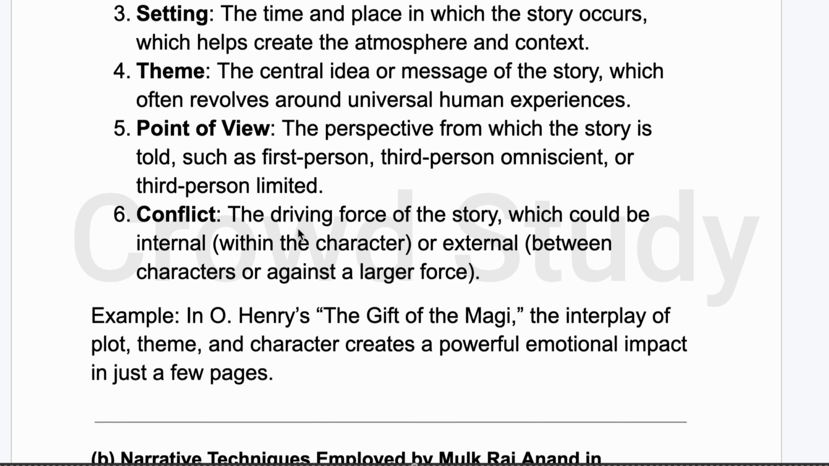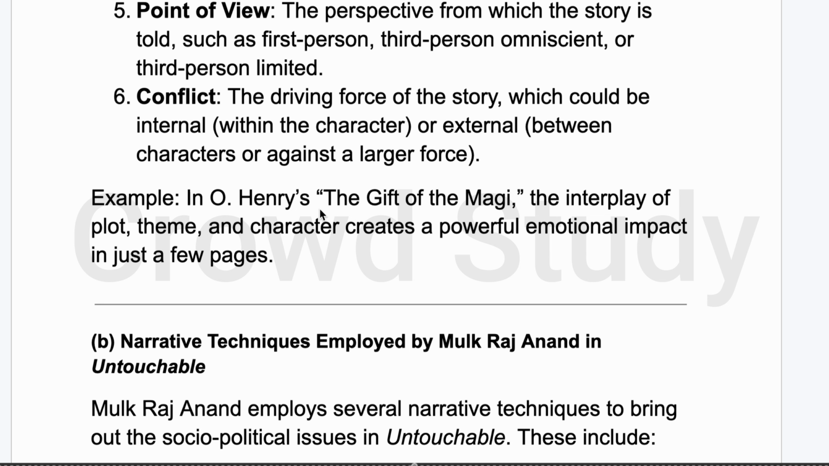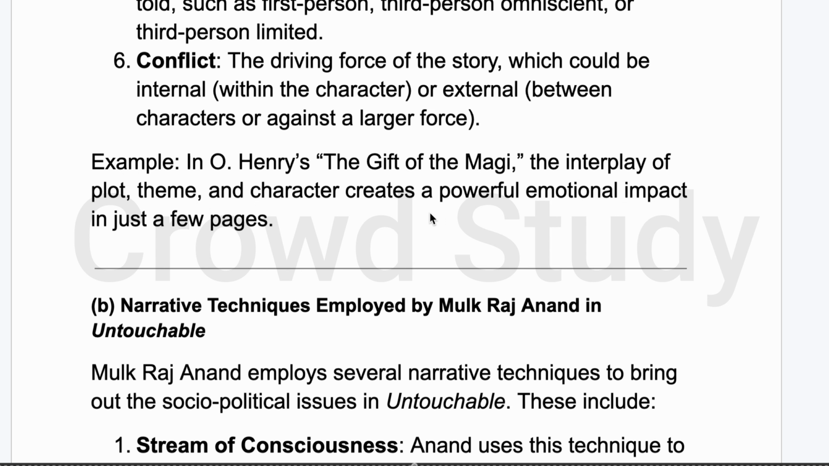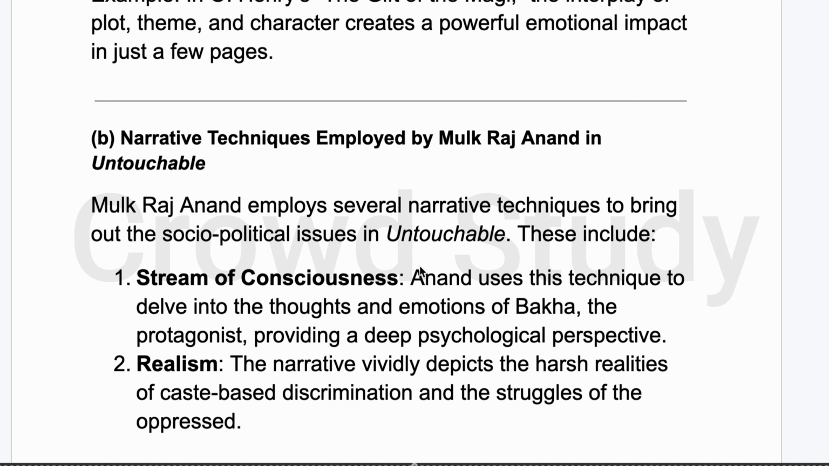Conflict, the driving force of the story, which could be internal within the character or external between characters or against a larger force. For example, in O. Henry's The Gift of the Magi, the interplay of plot, theme, and character creates a powerful emotional impact in just a few pages. Now move to the B point.